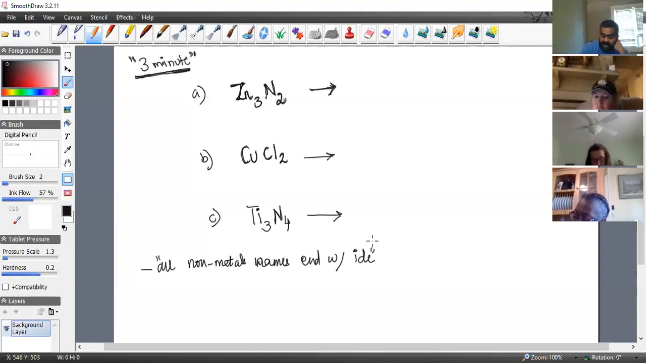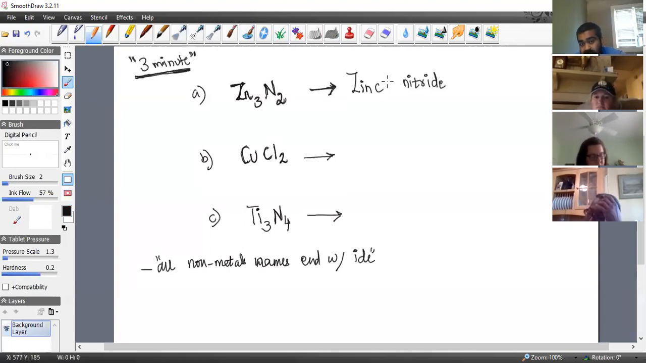All right, does anyone have an answer for A? Zinc nitride. All right. This particular one, I will give anyone that writes zinc nitride as a correct answer, but to be consistent with what I'm teaching, there is something missing in here. What is that? Should be zinc dinitride.